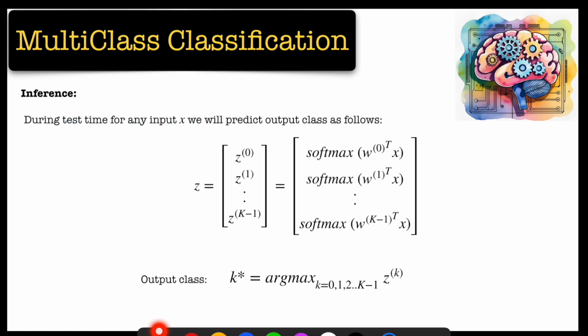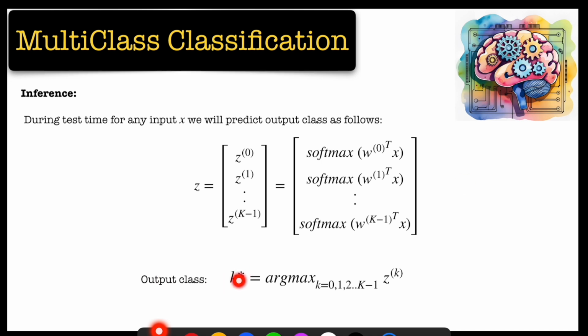Now, the last thing we'll discuss is inference, which is, during test time, how we get the class for any new data. For any input text, we predict the output class as follows. We optimized our model and got the weight vectors, and we calculate the probability for k classes. So z equals z0, z1 till zk minus 1, that is softmax of w0 transpose x, softmax of w1 transpose x till softmax of wk minus 1 transpose x. All the probabilities we got, and whichever probability is higher, that will be our correct class.